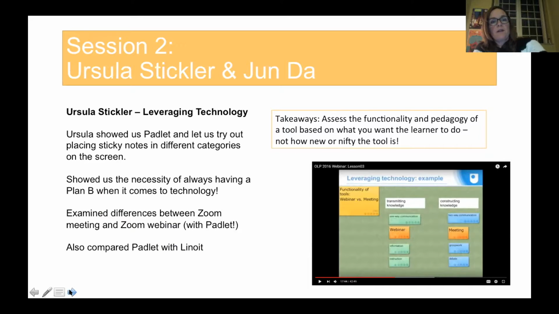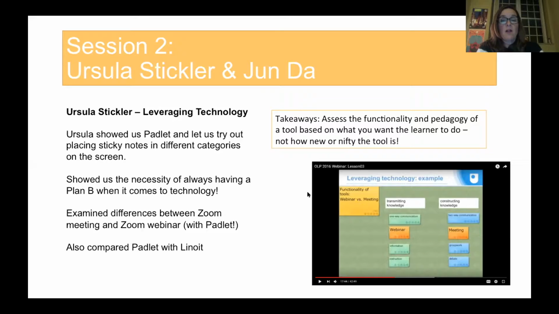Ursula showed us Padlet, and she let us try out placing those sticky notes in the different categories. So here's an example from one of the slides that she used where we were talking about Zoom and whether the webinar or the meeting worked better for different aspects of instruction. And we were all then able to go in and place our sticky notes on which aspects we thought worked better in each of those 2 areas of Zoom.